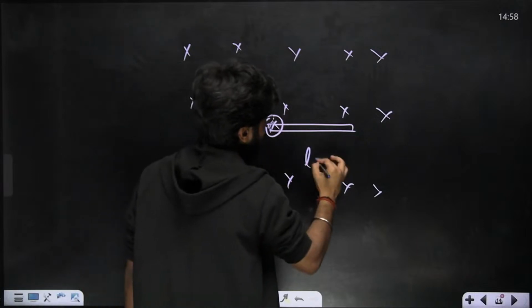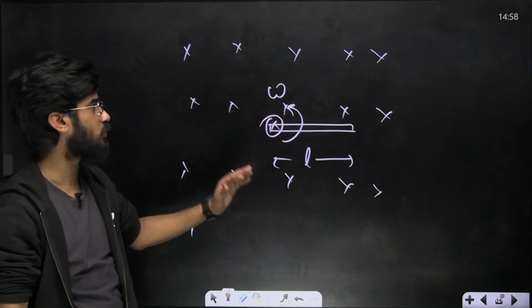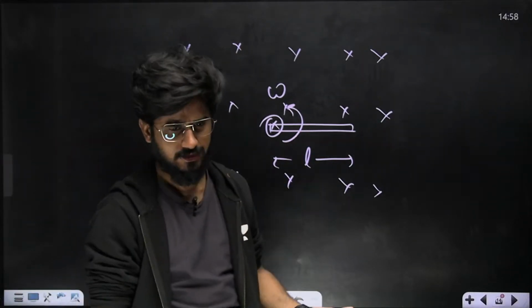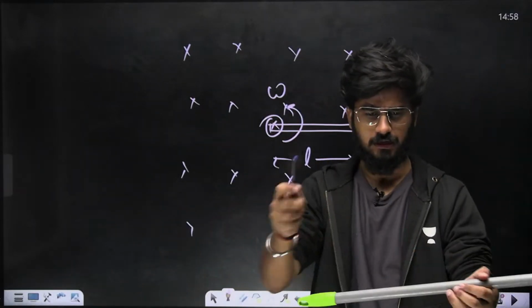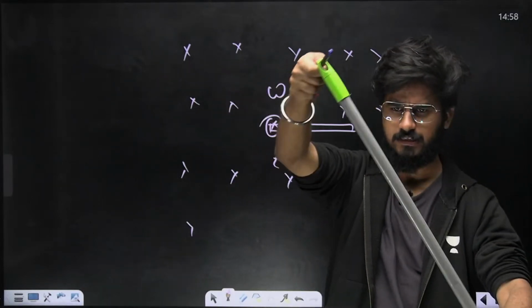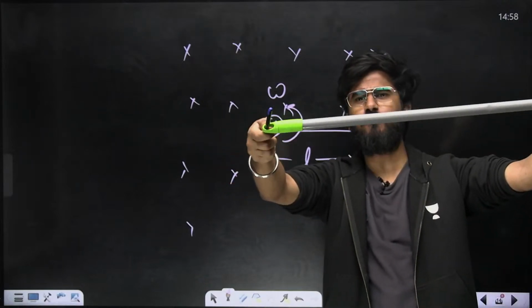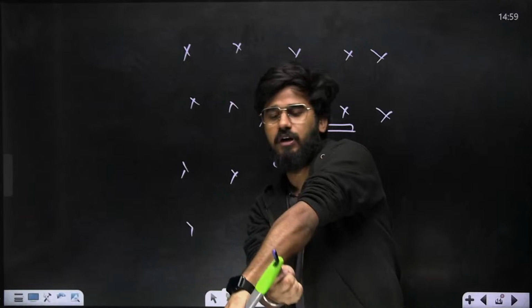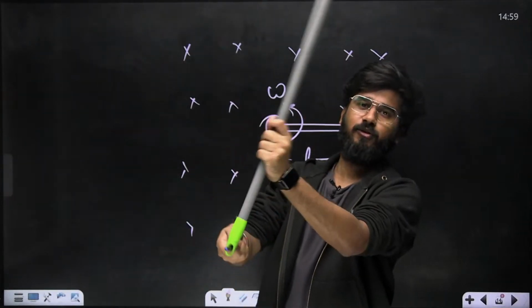Suppose the length is L and it is rotating with omega. Now we will have to calculate the value of the motional EMF, right? Done till here? Now listen to me very carefully. First of all, this is a rod and it is rotating like this.